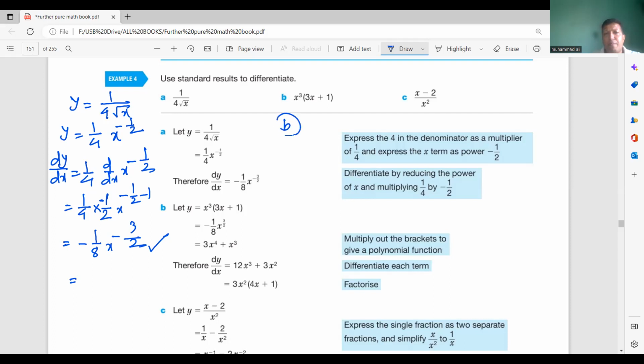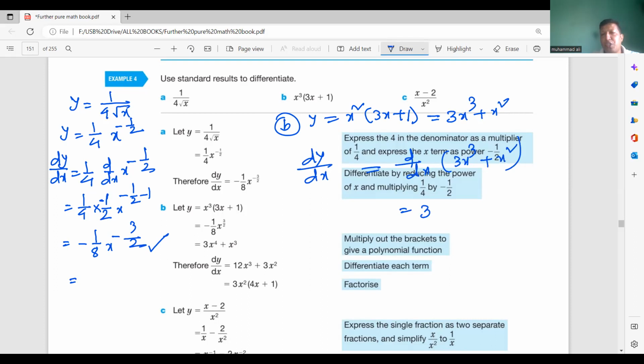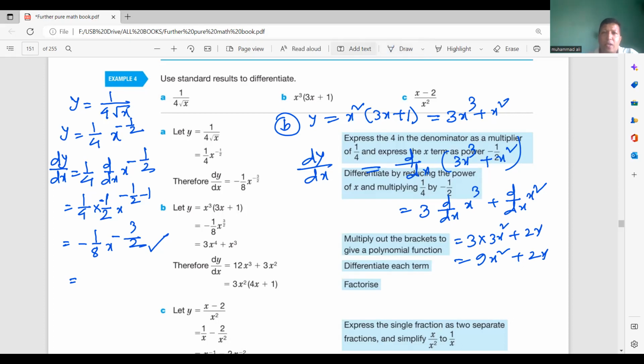The second one, part b: y equals x squared times (3x plus 1). At first we can do the multiplication, so it will be 3x cubed plus x squared. Now if we do differentiation, dy by dx equals d by dx of 3x cubed plus x squared. Separately we do differentiation: 3 d by dx x to the power 3, plus d by dx x squared. So it will be 3 into 3x squared plus 2x. It will be 9x squared plus 2x. So I think everybody understands this maths. These are very important maths, very simple maths.